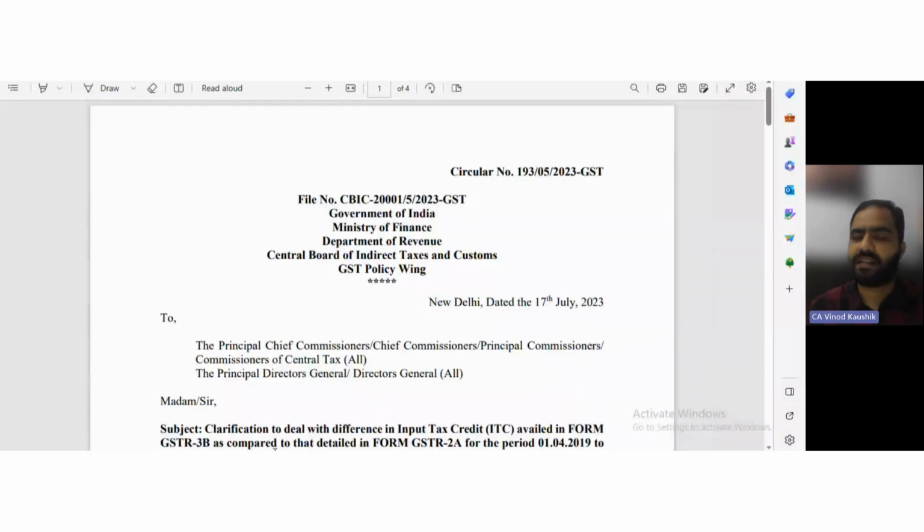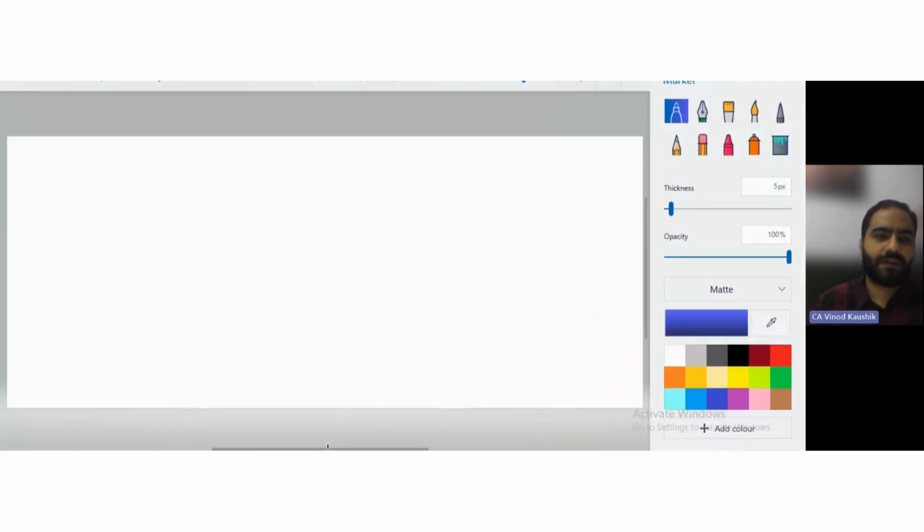of circular number 183/15, which was issued to clarify various aspects related to input tax credit, which is availed in GSTR 3B versus input tax credit, which is appearing in Form GSTR 2A. So in 2022, in December, government issued a circular to clarify various doubts pertaining to input tax credit, right?